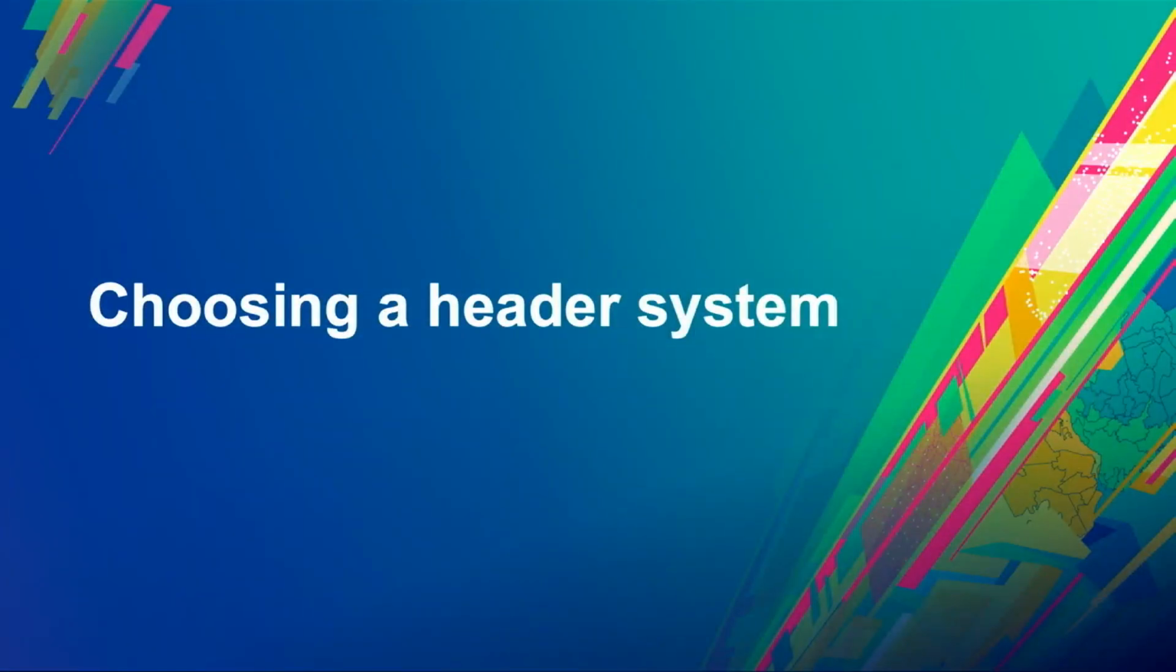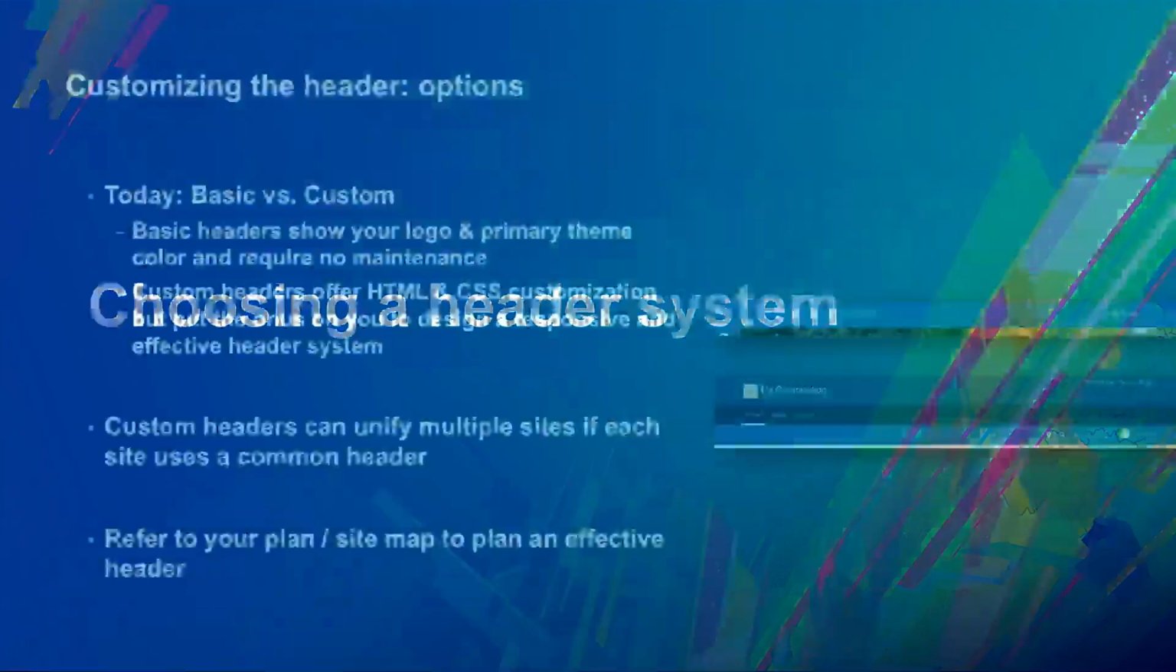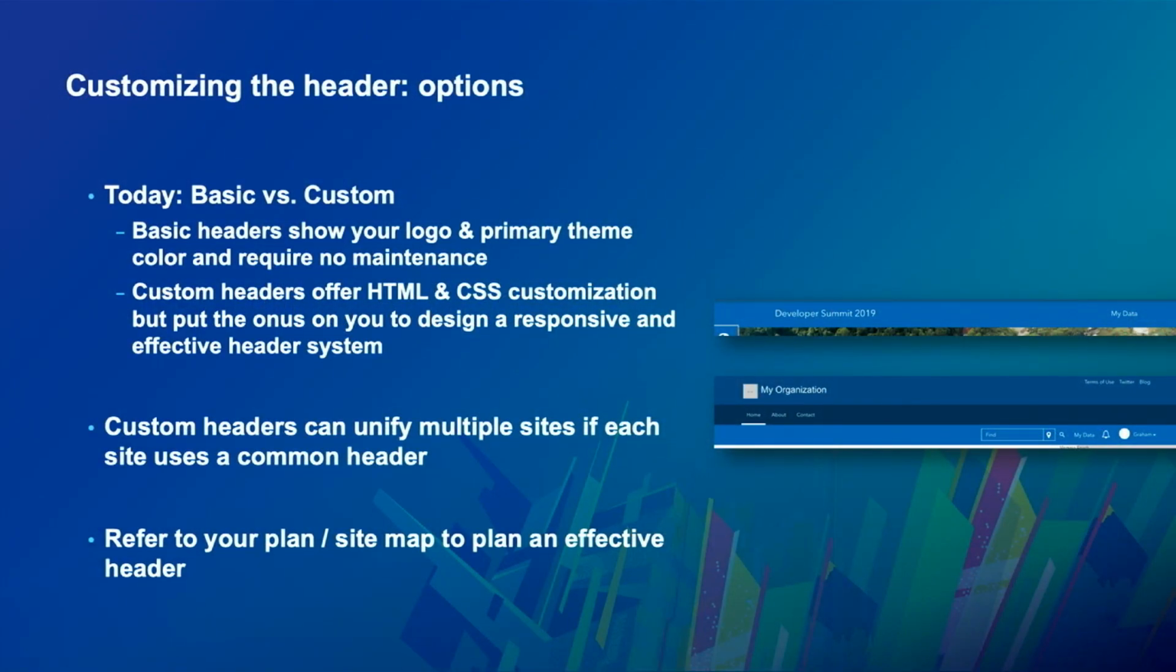Okay, so that's all the prep work. Choosing a header system is next. Today we have 2 options, basic and custom. Basic lets you show a logo and the primary theme and requires no maintenance. We maintain it. Custom is that HTML I showed you. Custom headers can unify multiple sites. Refer to your sitemap plan.